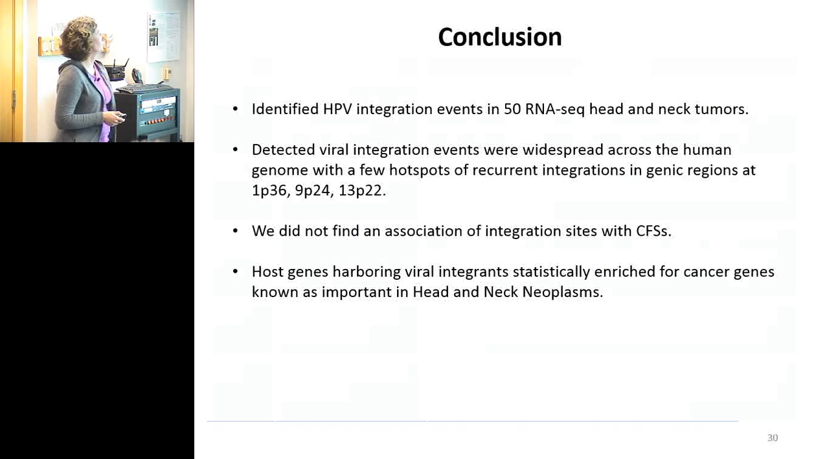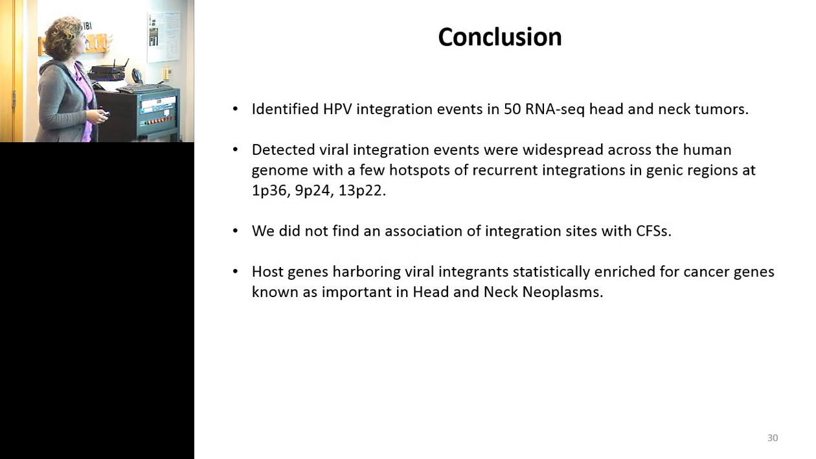And conclusion. So we identified HPV integration events in 50 RNA-seq head and neck tumors. Detected viral integration events were widespread across the human genome, with a few hotspots of recurrent integration in some genic regions. We didn't find an association of integration with aphidicolin-induced common fragile sites. And host genes harboring viral integration were statistically enriched for genes known to be important in head and neck neoplasm.